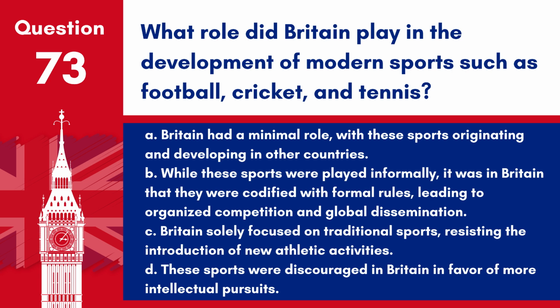Question 73. What role did Britain play in the development of modern sports such as football, cricket, and tennis? A. Britain had a minimal role, with these sports originating and developing in other countries. B. While these sports were played informally, it was in Britain that they were codified with formal rules, leading to organized competition and global dissemination. C. Britain solely focused on traditional sports, resisting the introduction of new athletic activities. D. These sports were discouraged in Britain in favour of more intellectual pursuits.